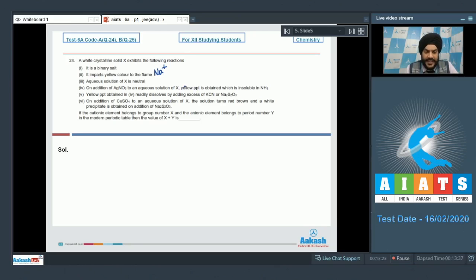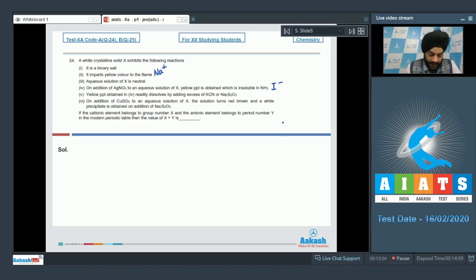Let us look at the third information which is given to us. Aqueous solution of X is neutral. It means that the cationic part does not take part in hydrolysis. So it is also the conjugate of a strong component. If you talk about the fourth information, on addition of AgNO3 to an aqueous solution of X, a yellow precipitate is obtained which is insoluble in ammonia. So this is giving us a very strong hint that it is I- which is present in the compound as the anion.